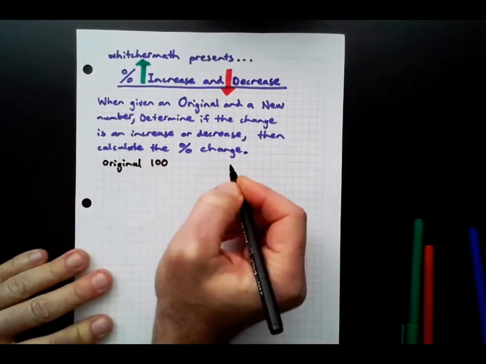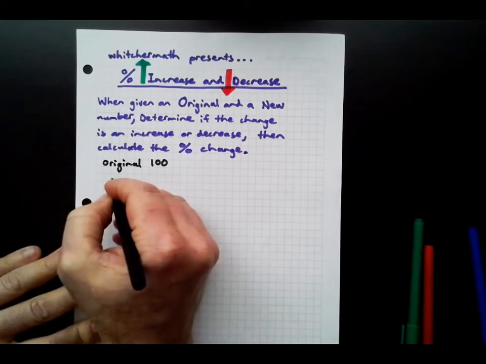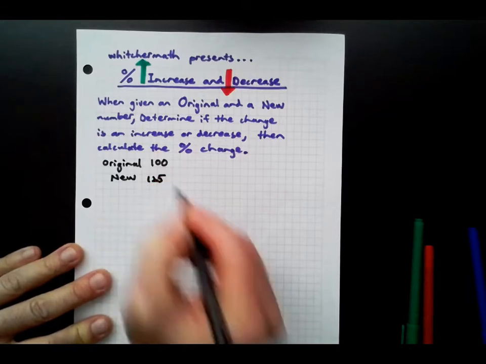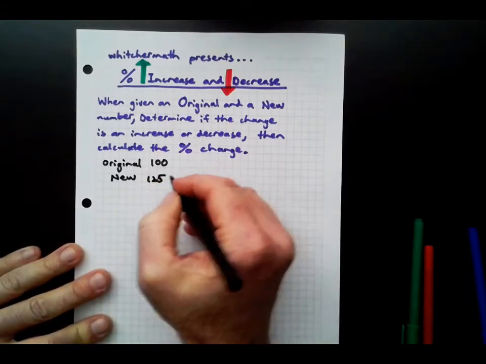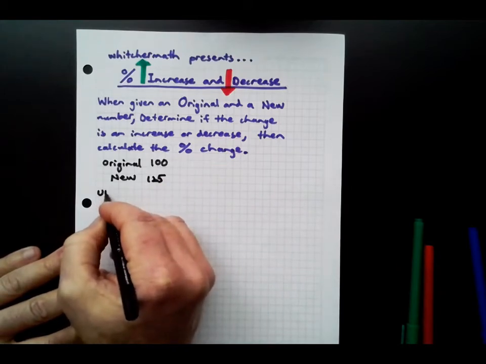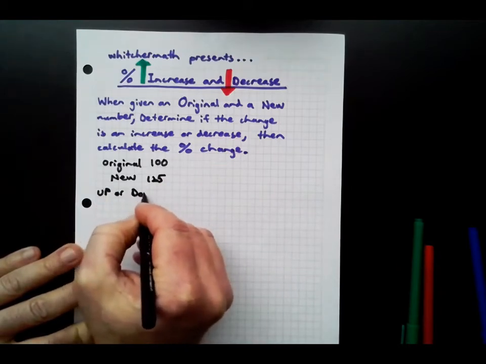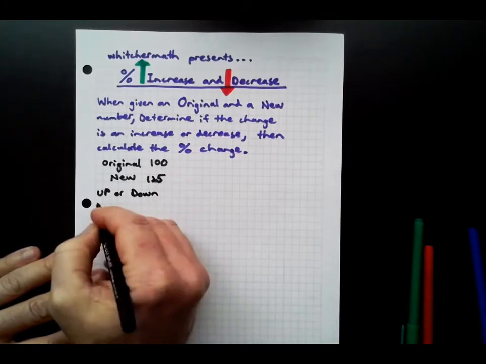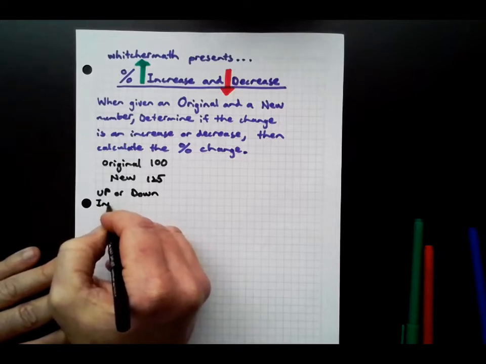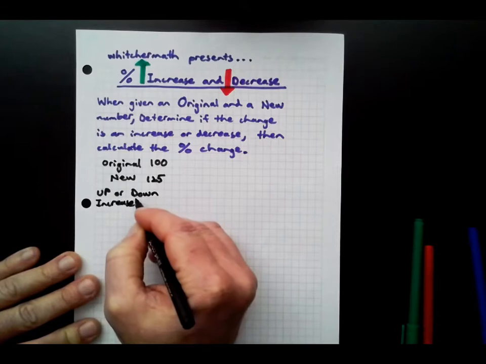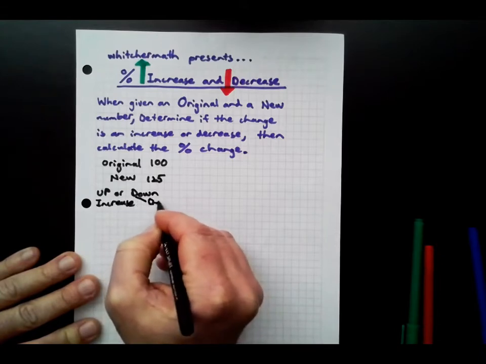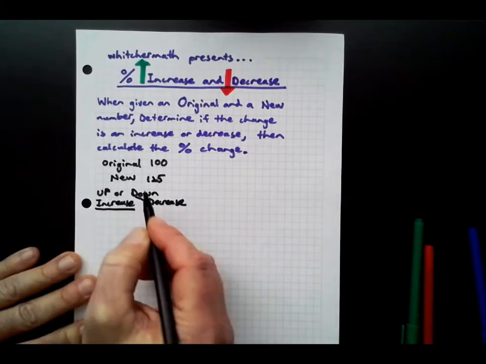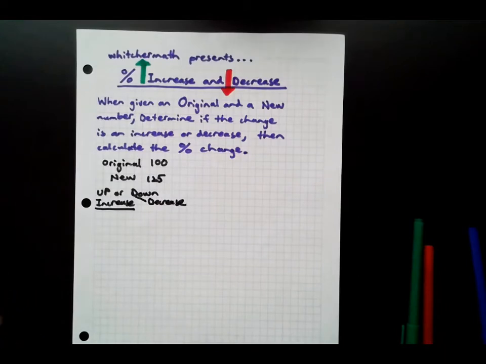Let's say you have an original of 100, and then it changes to 125. Did it go up or down? Right, it went up. It started at 100 and it increased to 125. Up is called an increase. Down, think of the D. D is decrease. So this one was an increase, so we identified increase or decrease.